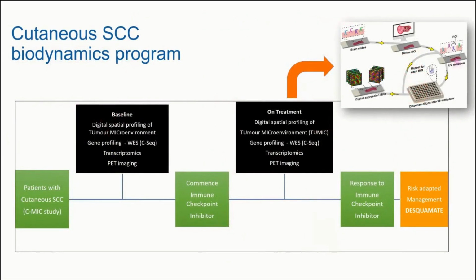And so I'll go on to this skin cancer biodynamics program where we've run two studies. The first one's called the C-MIX study, which is a retrospective cohort of about 50 patients with cutaneous skin cancers. And now we're running a TUMIC study, which is multiple time points over the course of immunotherapy. We get tissue at each time point, at cure and at progression, we still get tissue. And this leads on to a clinical trial called the Desquimate trial.